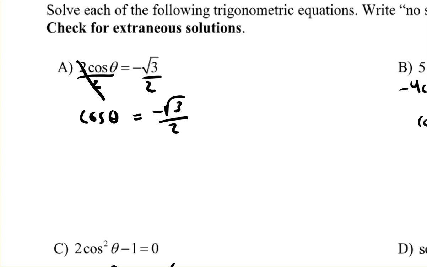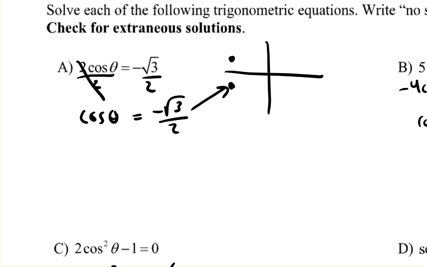And unlike algebra, you're not going to get it to just theta equals or x equals, at least not that easily. But you can get it to sine theta equals or cosine theta equals. And then we can think about the unit circle and say, okay, if I went all the way around the unit circle, cosine is negative square root of 3 over 2 here and here. Cosine's the x values.